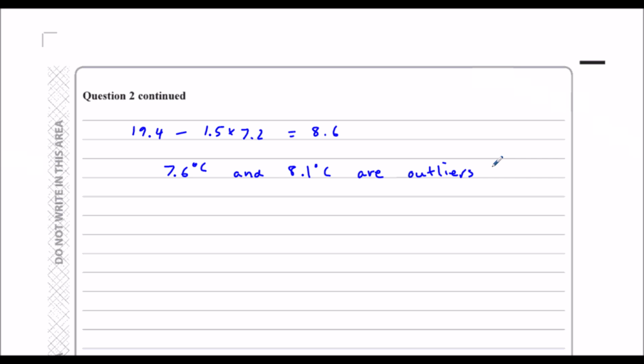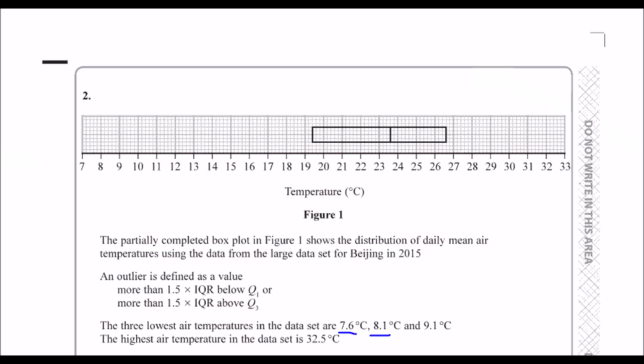So on a box plot, what are we going to do with our outliers? We're going to mark them with a cross. So 7.6 and 8.1, 7.6 and 8.1, we're going to mark with crosses.